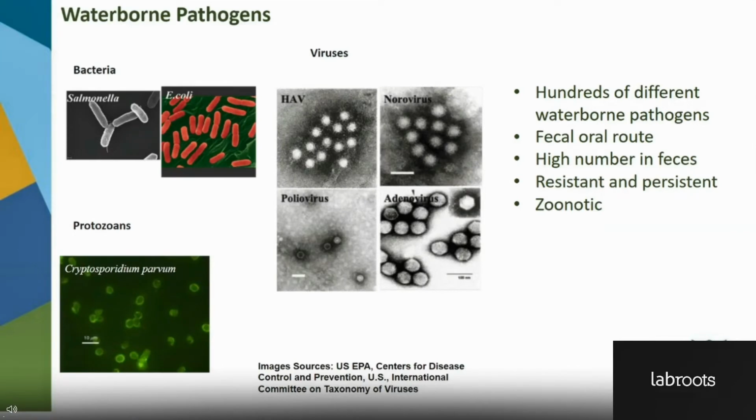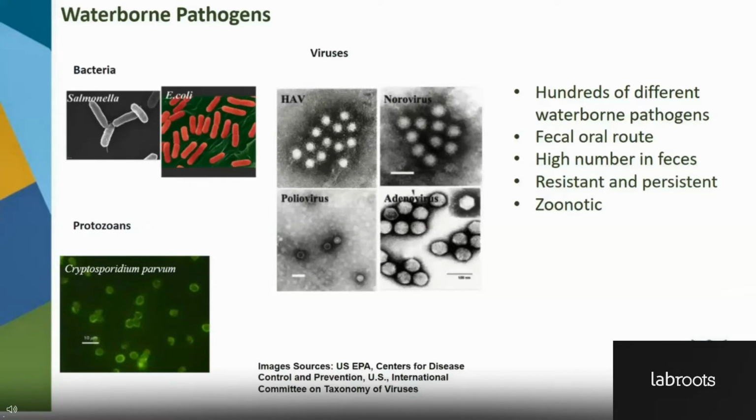There are a few groups of waterborne pathogens in the environment. They can be bacteria, such as Salmonella and E. coli. They can be viruses, such as the hepatitis A, norovirus, poliovirus, adenovirus, and they can be protozoa, such as cryptosporidium. These pathogens are usually transmitted from the fecal-oral route, since they can be excreted in high numbers from feces.